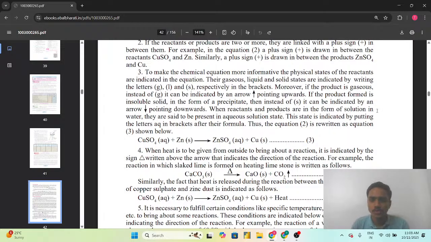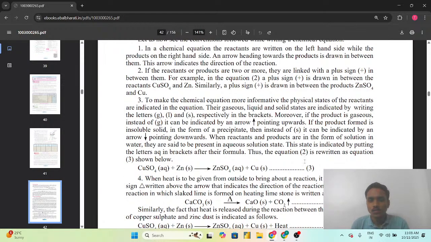When reactants and the products are in the form of a solution in water, they are said to be present in the aqueous state. This state is indicated by putting the letters aq. If the product we get is in the aqueous state, we generally write down the aq, as we can see here.